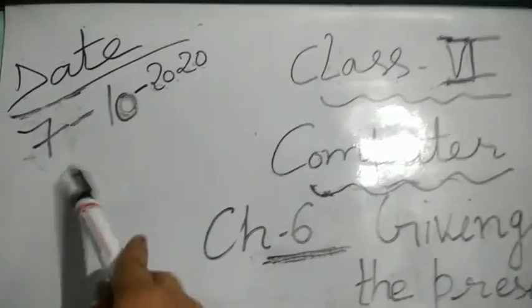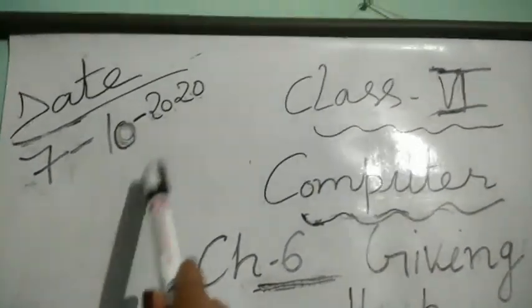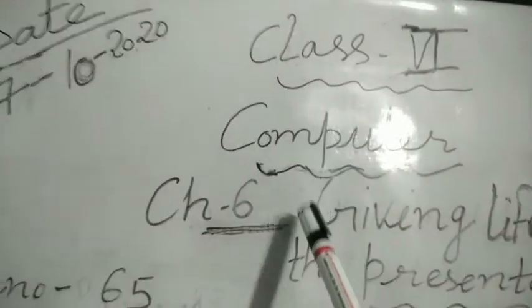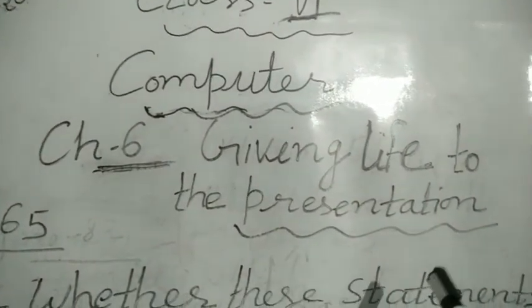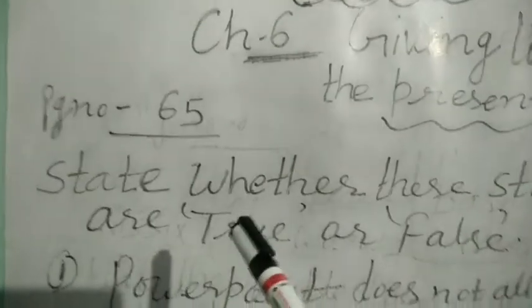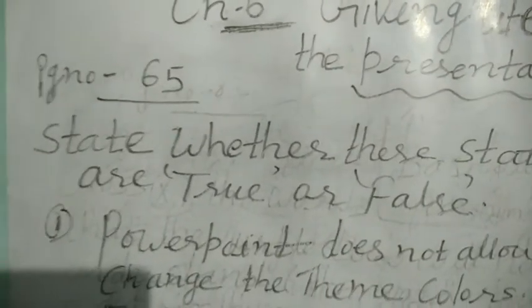Class 6, what's the date today? Today is 7th October 2020. So your chapter number 6, today we are going to start a new chapter, giving life to the presentation. So students, open your page number 65, state whether these statements are true or false.